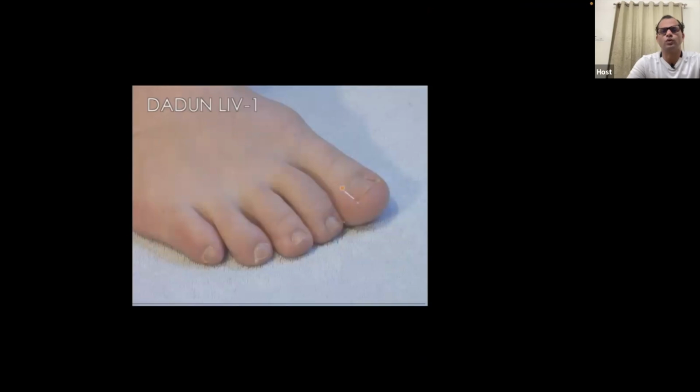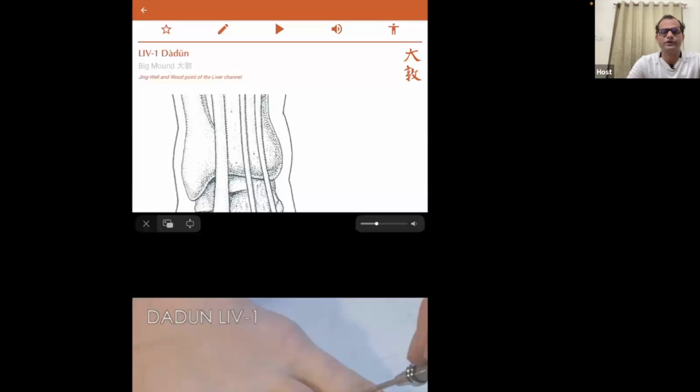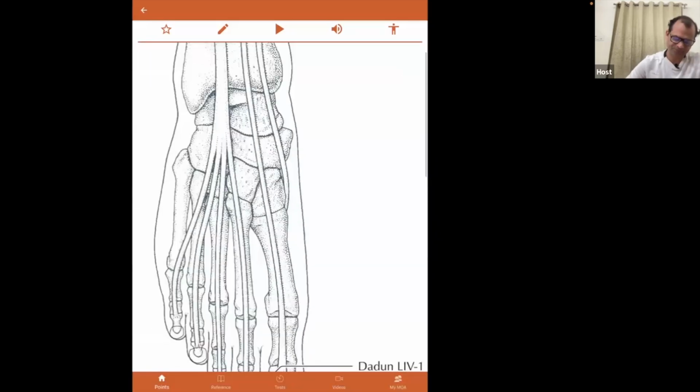We can see the liver 1. Very, very important point, liver 1. Right? This is the location of liver 1. Then this meridian moves upward. फिर ये meridian ऊपर की ओर जाता है.